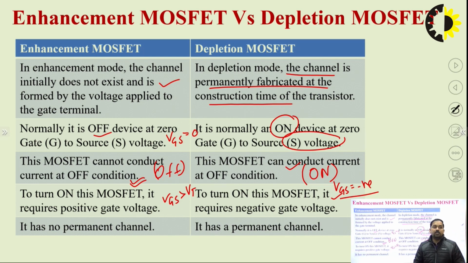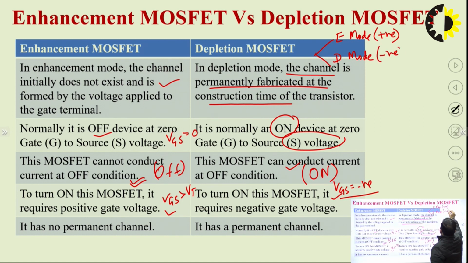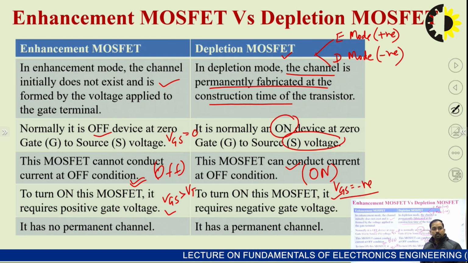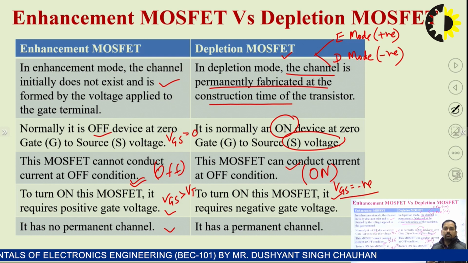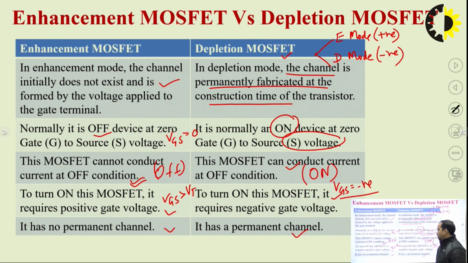Also, we have seen one major difference, that enhancement type of MOSFET can only work in the enhancement mode, whereas the depletion type has the flexibility to operate under both the modes, E mode and D mode, depending upon the values of VGS. If VGS is positive, then we have seen the enhancement mode of operation, and when VGS is negative, then we have seen the D mode of operation. So this device has the flexibility to work under both the modes, whereas enhancement type of MOSFET can only operate in E mode of operation. Also, we have talked about it has no permanent channel, meaning at the construction phase the channel was absent, but in the depletion type MOSFET the channel was permanently there, present during the construction itself.